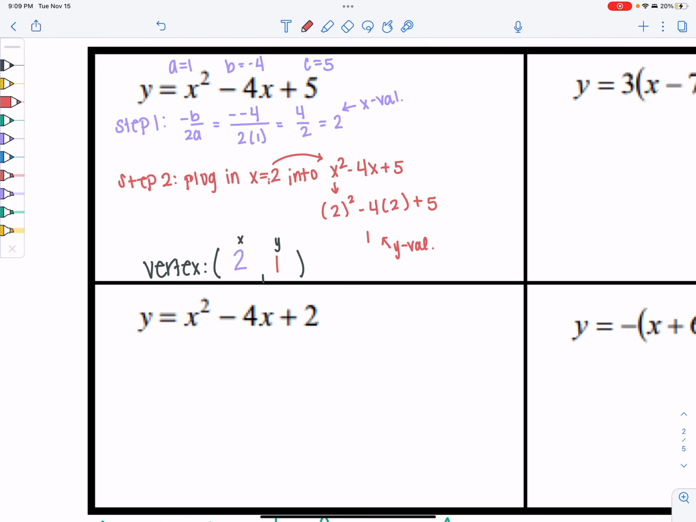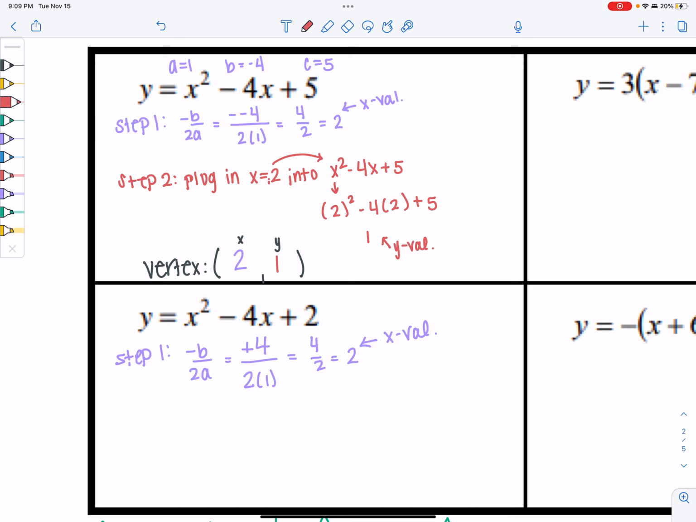All right, so hopefully you've gotten an answer. So here is going to be our check. So I've got step 1, negative b over 2a. Well, I've got negative 4, which is going to be positive 4 over 2 times a, which is 1. 4 divided by 2 is going to give me 2. That's going to be my x value.